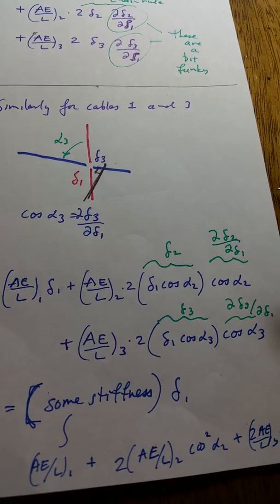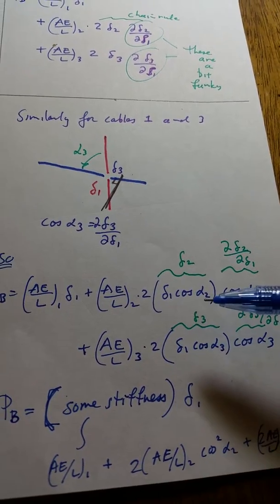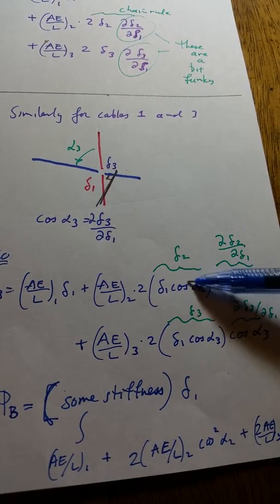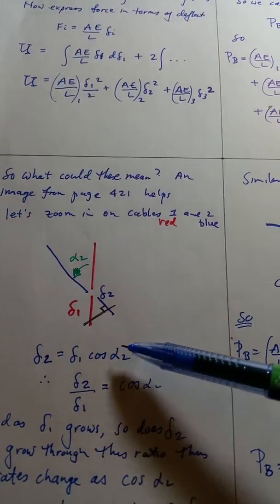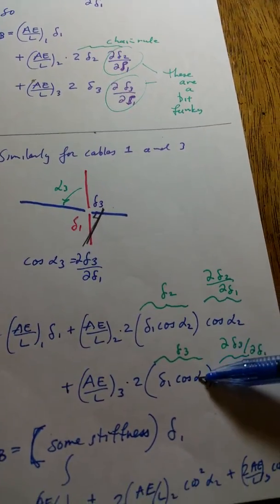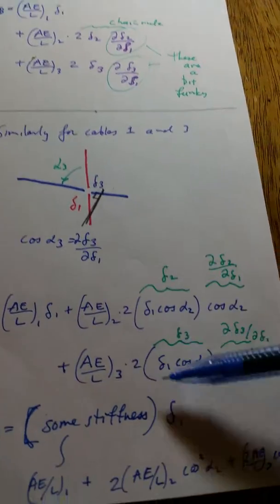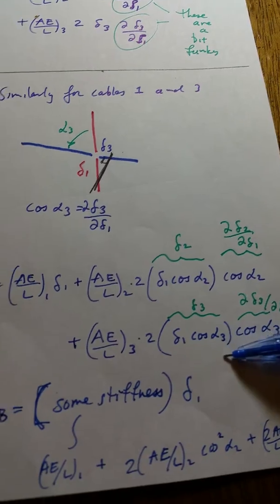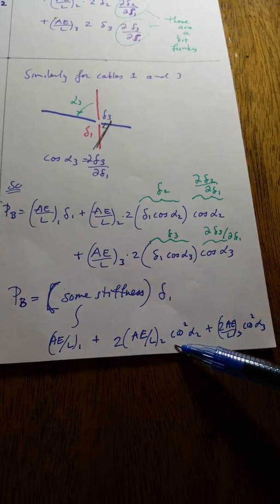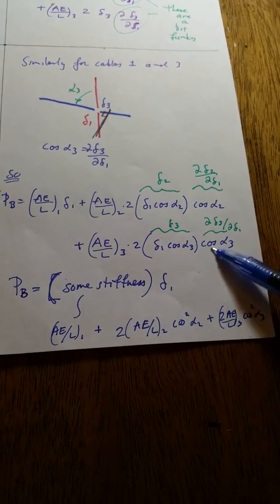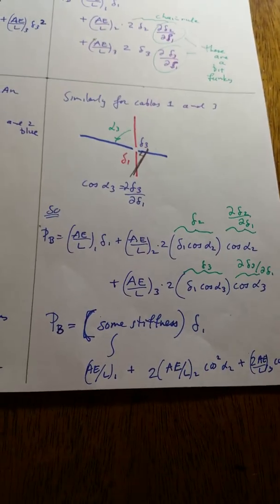Okay? And then there's one more little simplification here. There was a delta 2 previously in here, and I just popped in delta 2 is delta 1 cosine alpha 2, and then there was a delta 3 in here, and I popped in delta 1 cosine alpha 3. So we pull out some stiffnesses, and we have cosine squared terms in here. So it's really sweet.